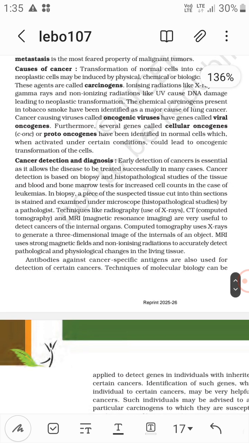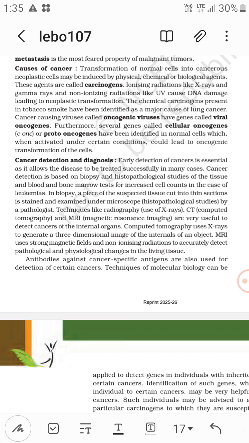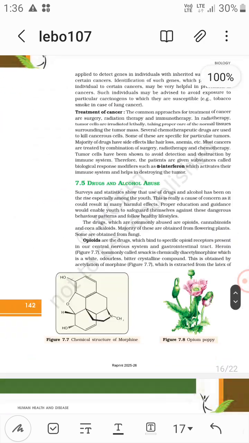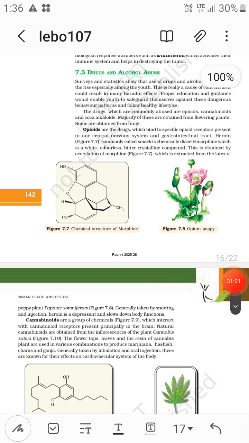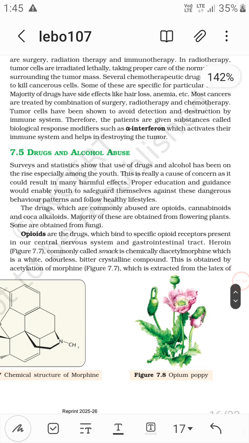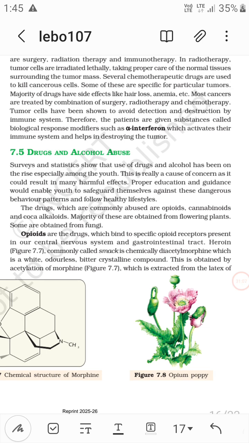Antibodies against cancer-specific antigens are also used for detection of certain cancers. So this is all. Now we are going to study drugs and alcohol abuse.